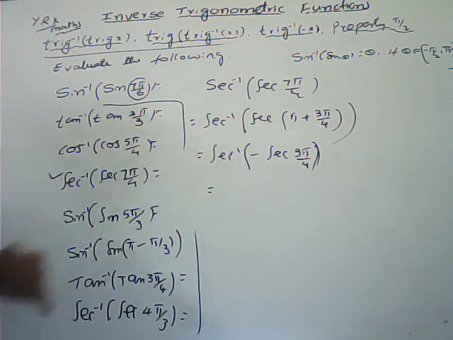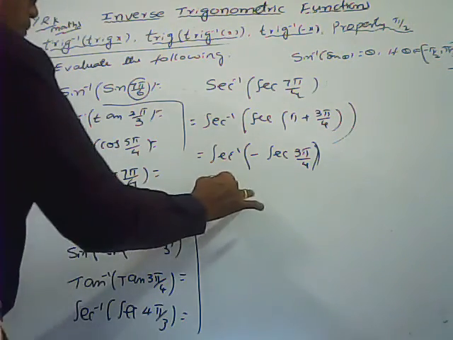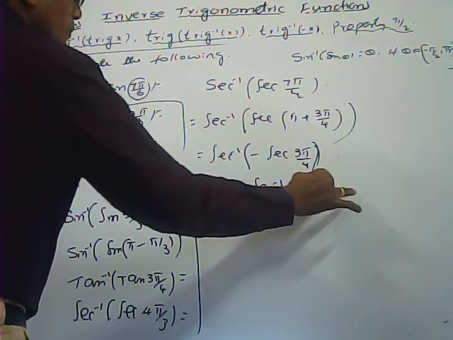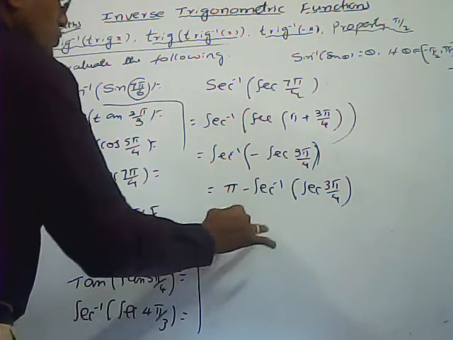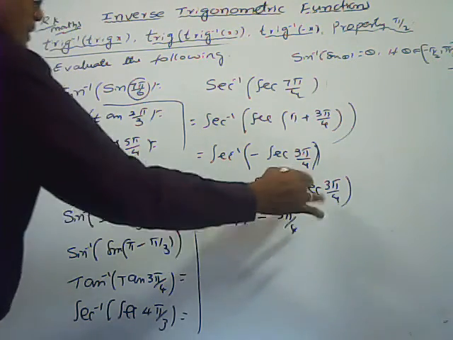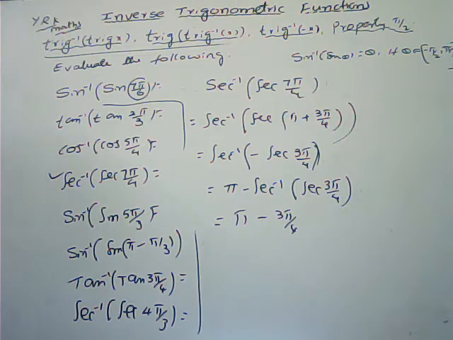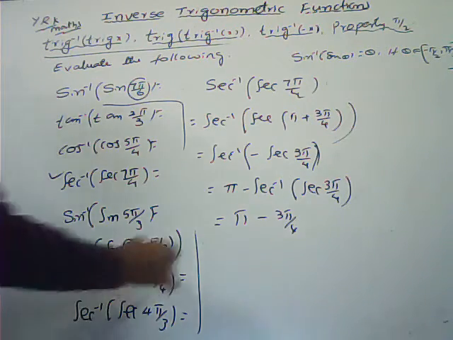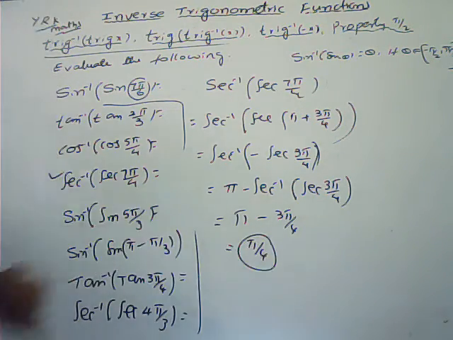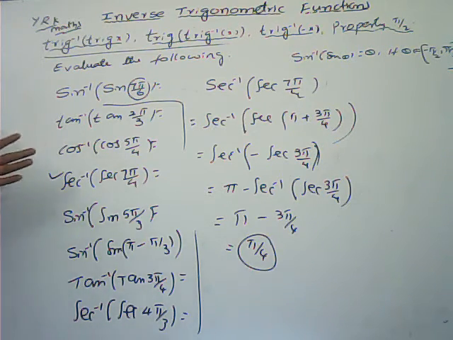Now secant inverse of minus x, that is pi minus secant inverse x only. Pi minus secant inverse of secant 3 pi by 4. Now here you can observe this one. Secant inverse of secant theta, here we can write directly theta. Why? Because theta belongs to 0 to pi, that is 135 degrees. Now 4 minus 3, this is pi by 4. So for the remaining problems, I have given all this for practice only. You can practice all those.